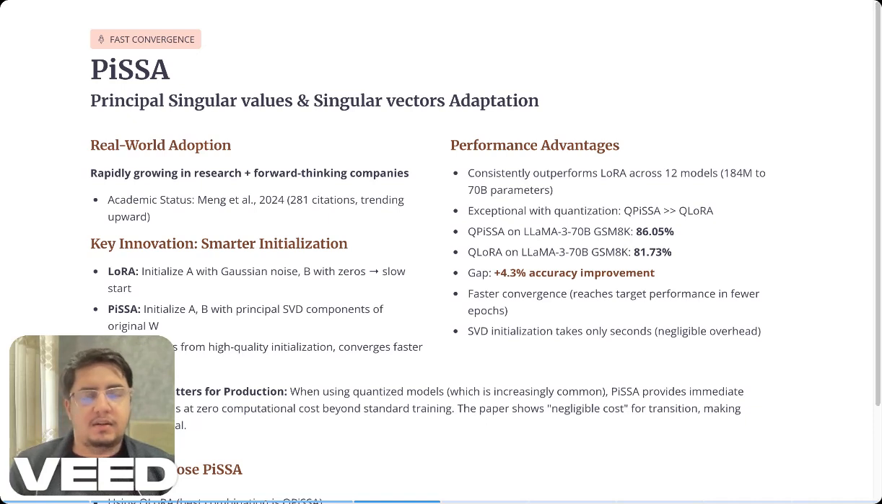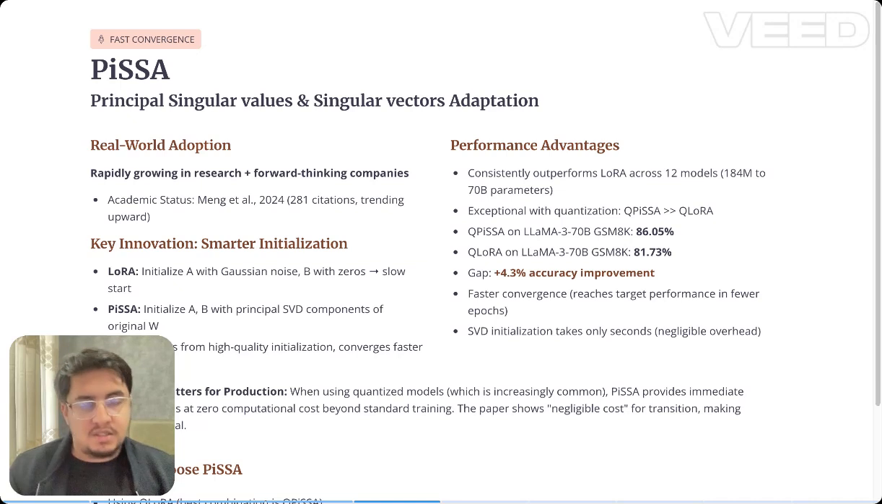The key innovation that PiSSA shows is a smarter initialization. LoRA initializes A with Kaiming initialization, or sometimes Gaussian noise, and B with a zeros matrix. PiSSA instead initializes them with the principal SVD components of the original weight W. This is important because it speeds up how fast the adapters converge to the necessary performance, and this is also seen in terms of performance advantages.